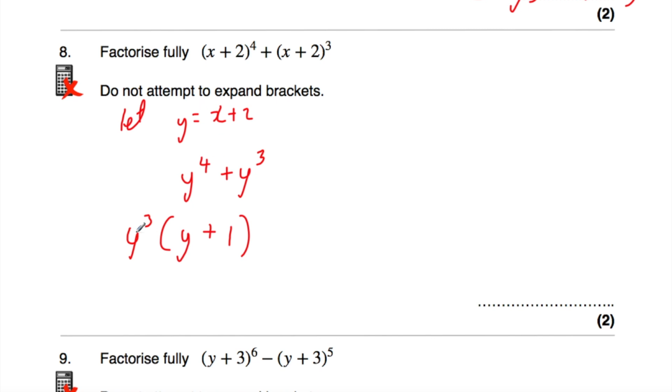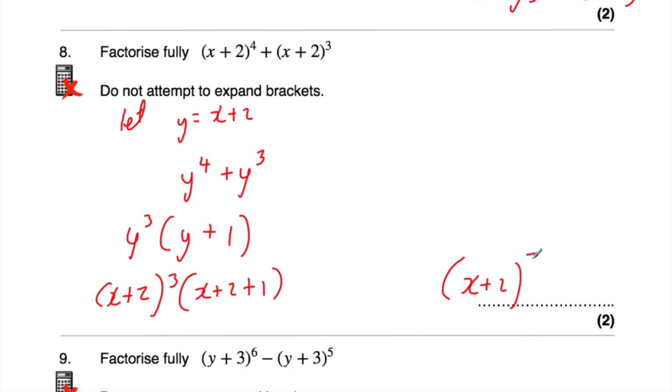And finally, we just need to replace the y with our x + 2. So we had y³, so we're going to write (x + 2) in brackets cubed, just replacing the y with x + 2. And then in our brackets, we had y + 1, well, it's going to be x + 2 + 1. Now this will become x + 3, so we have an answer of (x + 2)³, that's the first part, and then x + 2 + 1, that'll be (x + 3). And that's it, we've factorized it.